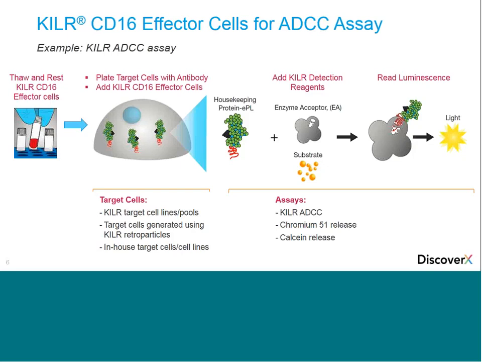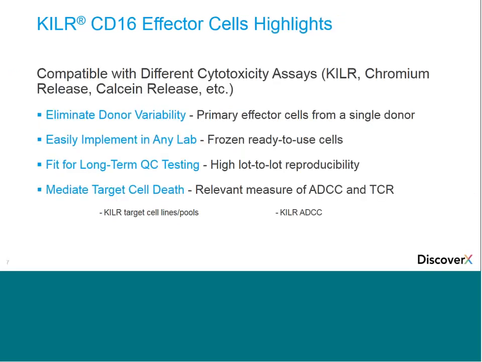Importantly, we show in a few slides from now that you can use these effectors not only with our KILR cells and retroparticles, but you can also use them with your own in-house release assays such as chromium-51 or calcium. So, as I mentioned, we can use these with different cytotoxicity assays, including europium, calcium, and other measures of cell death.